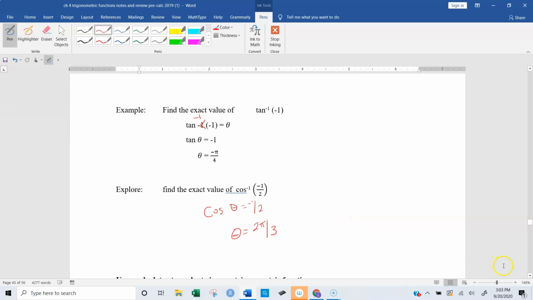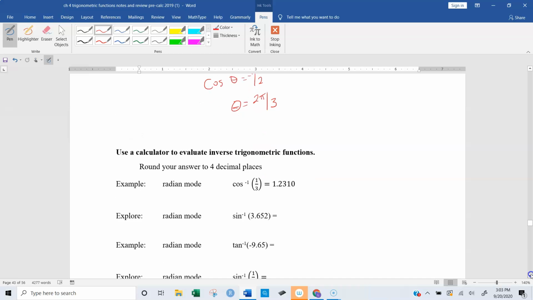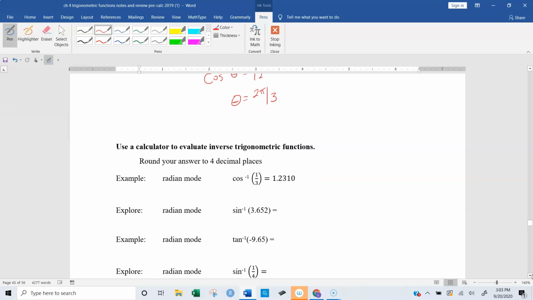Okay, now you need your calculator. Make sure you have it in front of you. We are going to put it into radian mode. So in radian mode, you want to calculate these out. You're going to hit the second cosine, which gives you the inverse cosine. It's going to put a parenthesis in for you, and put 1 divided by 3 and your parenthesis, and you should get 1.2310. All right, pause and do yours.